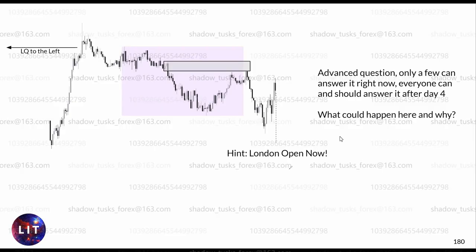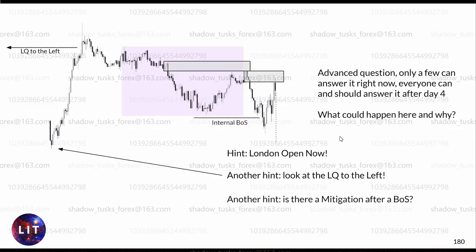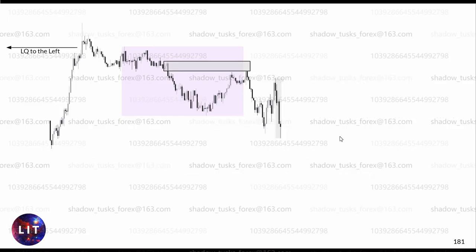Hint, now we have London open. Another hint, look to the left, there's the next liquidity. We never grabbed liquidity at this point, did we? No, we did not. Right? Where's my pen? There we go. Why is it giving me the delays? There you go. Right, so we never grabbed liquidity to the low. We only had minor plays at this point. Another hint, internal break of structure.